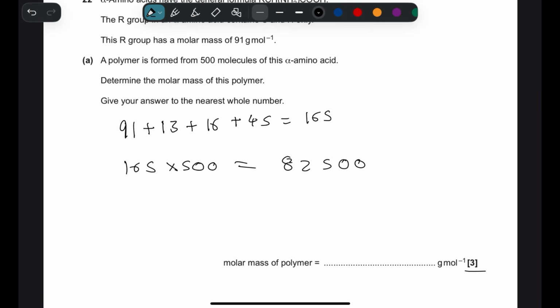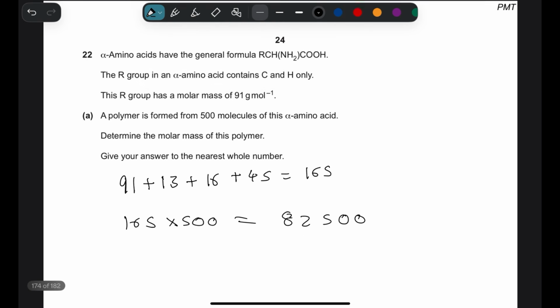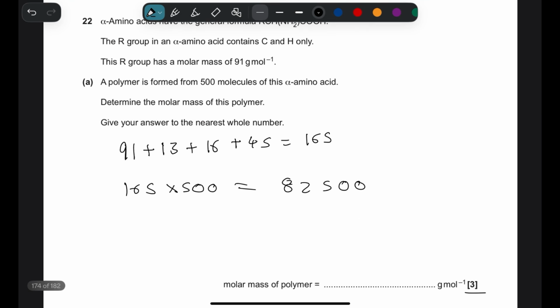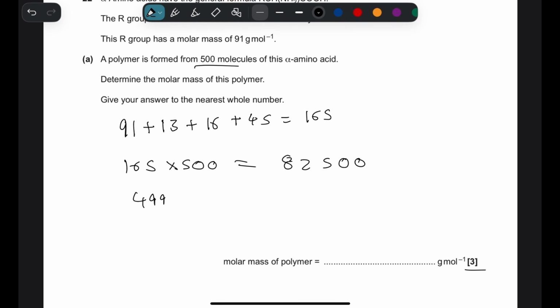So I'm thinking as well, whenever we do a reaction or whenever we're forming polymers, especially these type of polymers, you are going to form the amide bond, which means you're going to lose water. So if there's 500 molecules, how many amide bonds are there? There's going to be 499. So we need to do 499 multiplied by 18. So 499 times 18 is 8982.